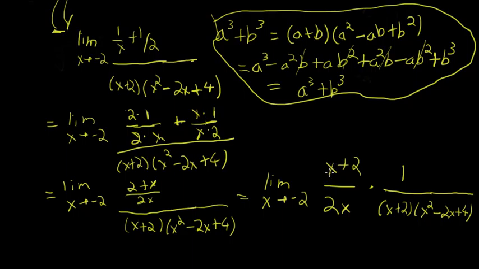And what you'll notice is that x plus 2 and x plus 2 cancel, and we're concerned with the area around where x equals -2, not at -2 itself, so we don't have to worry about division by 0. We're only concerned as x gets really close to -2 from both above and below, so like -2.0001 and -1.9999. Anyway, this is the limit as x approaches -2 of 1 over, so all we have left here is 2x times x squared minus 2x plus 4.